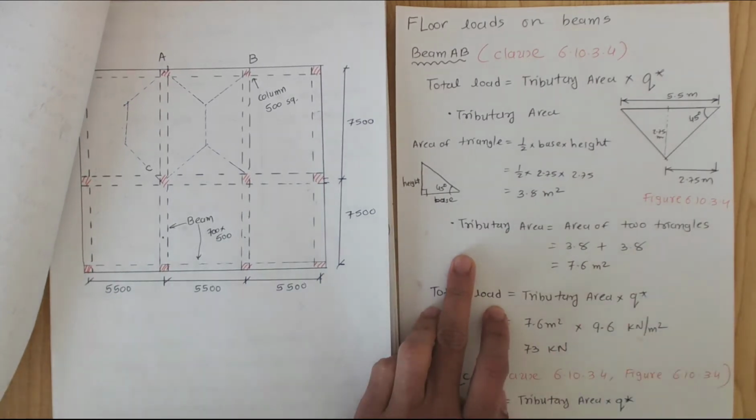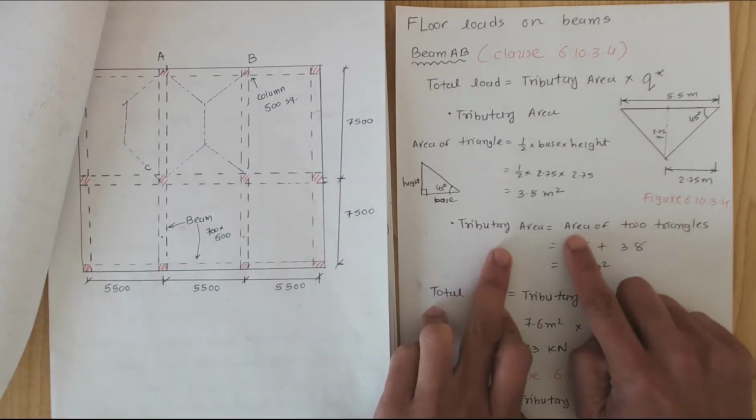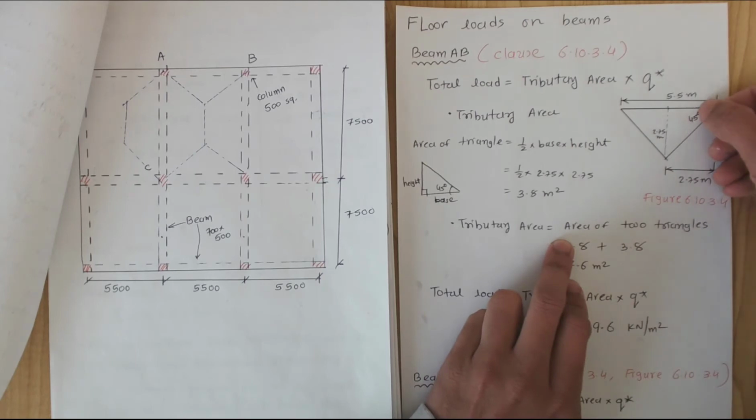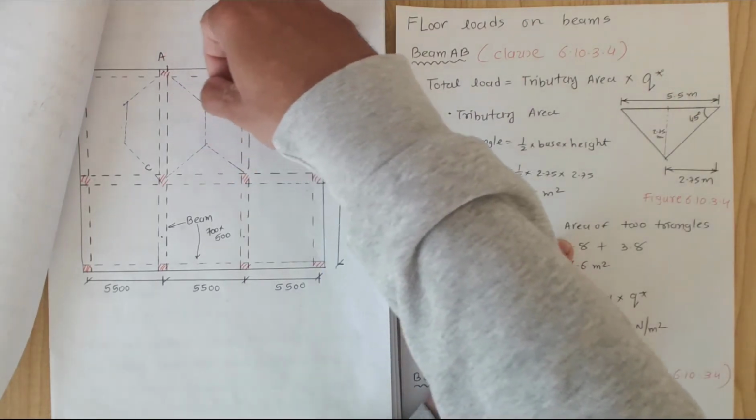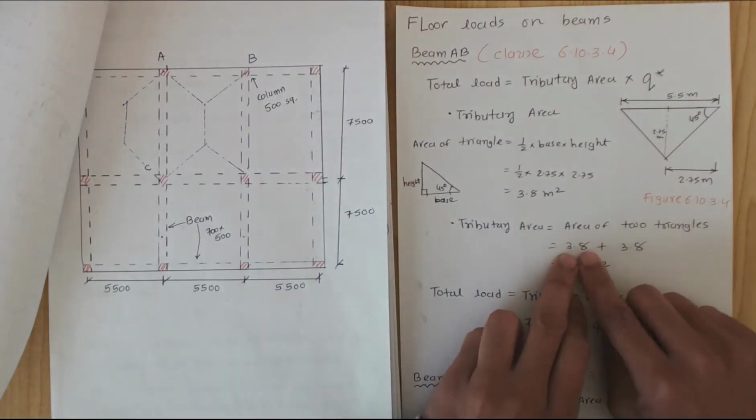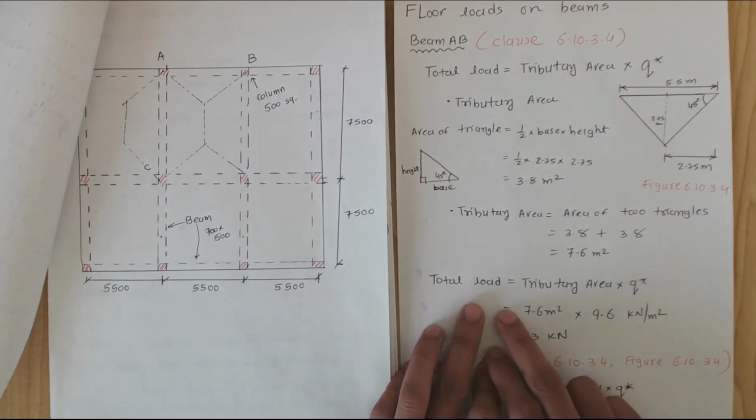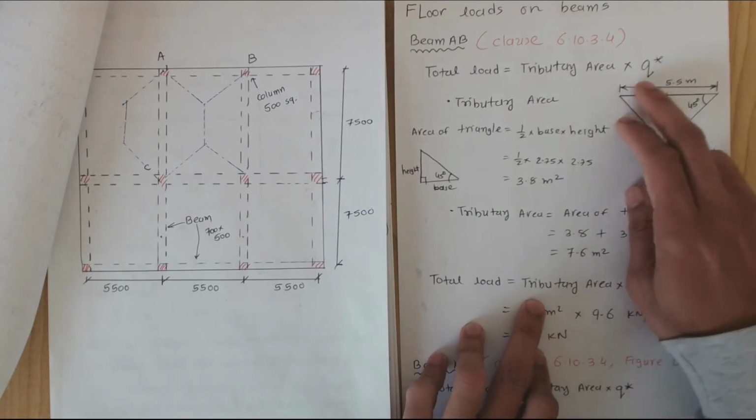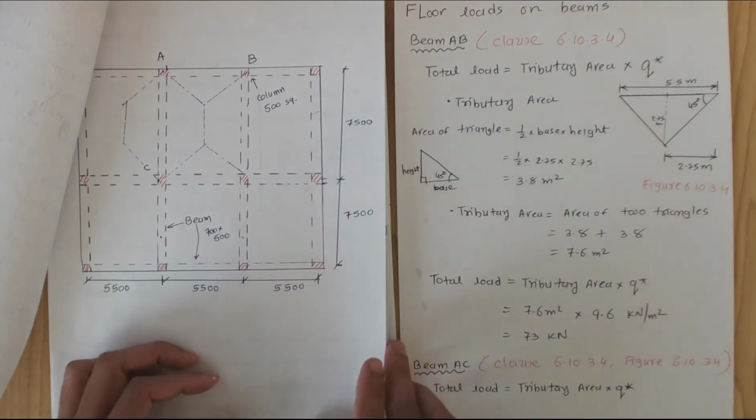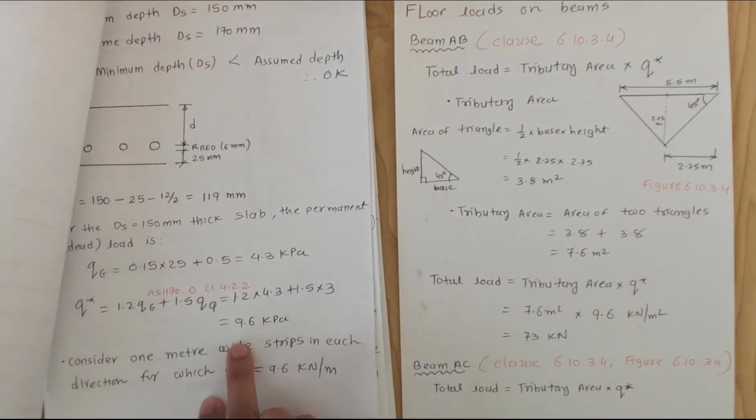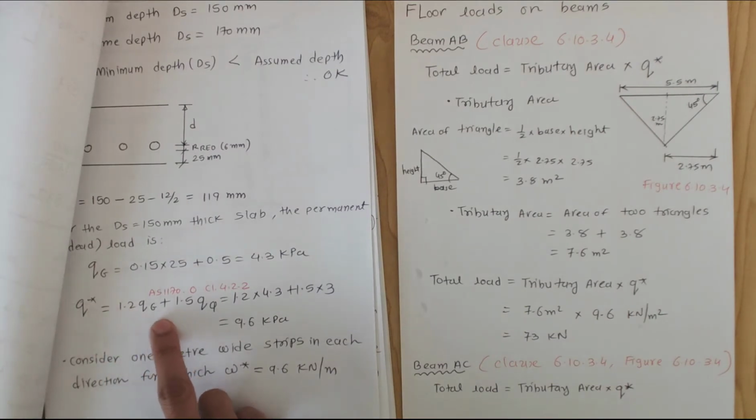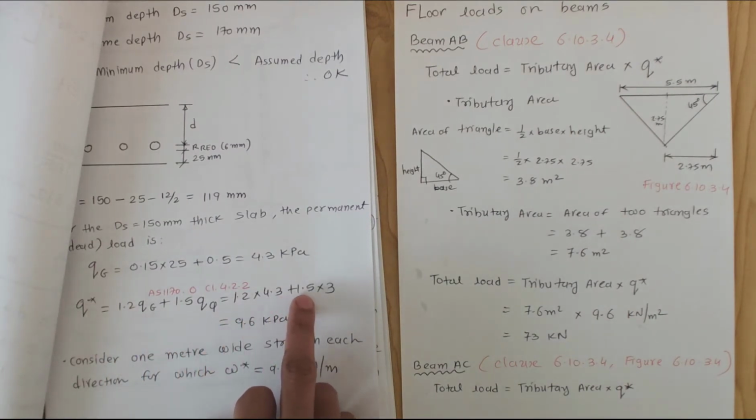So the tributary area equals the area of the two triangles, because this tributary area is for beam AB. So 3.8 plus 3.8 gives me 7.6 meters squared. So the total load is equal to the tributary area times Q star. Now we calculate that Q star.